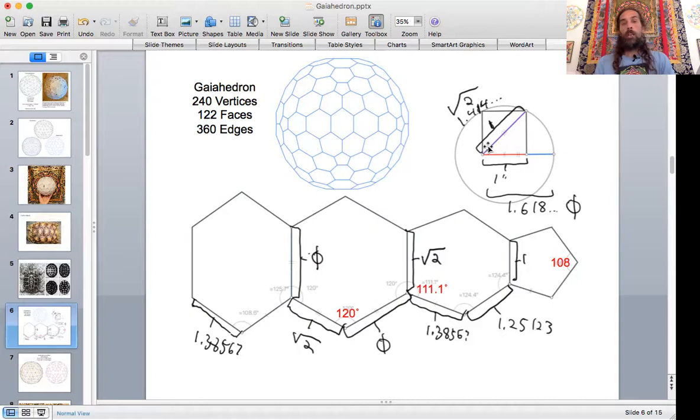And amazingly to me, what happened with this 1-inch edge, as I worked my way around, is that this hexagon has a square root of 2 as one edge, and the other edge is phi, 1.618. And that means this hexagon is displaying a 120 degree angle as well, because it didn't change its shape. Like this hexagon over here has a 111.1 degree angle, which I thought was cool, the 1111. And a 124.4 degree angle, but this one maintained 120 degrees, which of course every hexagon has.